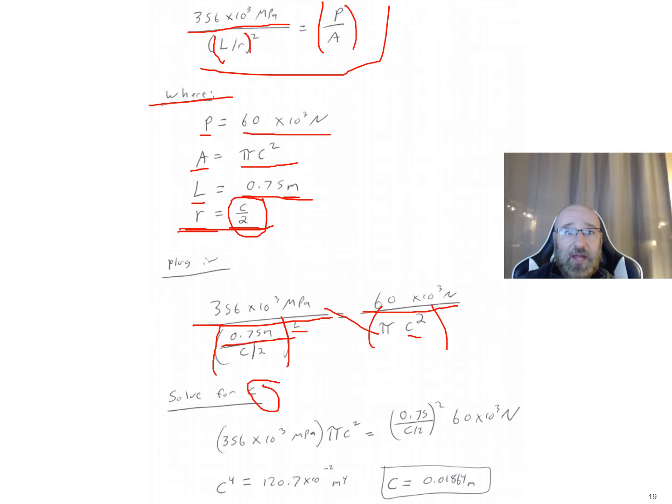Rearrange, cross multiply here. I end up with 356 times 10 to the third MPa times pi c squared, which is equal to now my 0.75 over c over 2 squared times 60 times 10 to the third newtons.